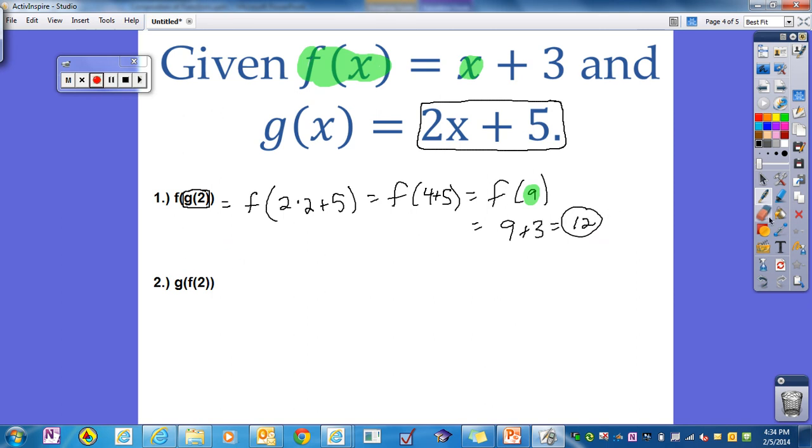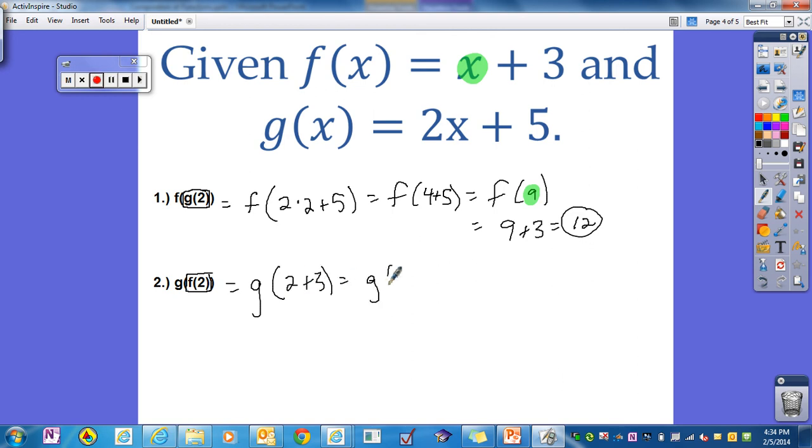Now what I have to do is for my f of 2 function, I need to plug in a 2 everywhere I see an x. So that means I'm going to be plugging in a 2 right here. So now I'm doing g of 2 plus 3, which is g of 5. So now I'm taking my g of x function, and everywhere I see an x, I'm going to plug in a 5. So that means I'm going to be doing 2 times 5 plus 5, which is 10 plus 5, which is 15.